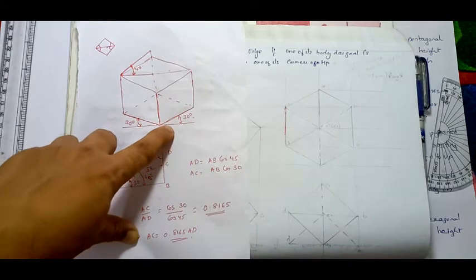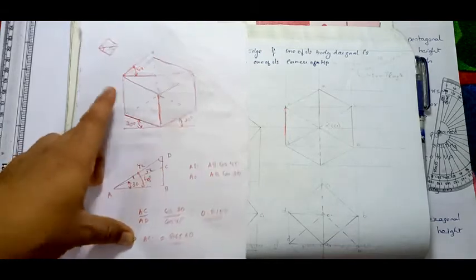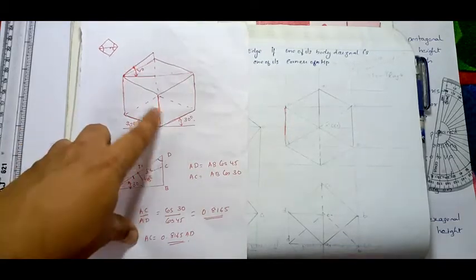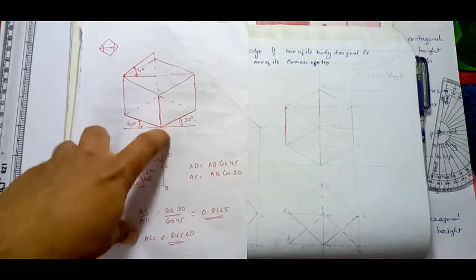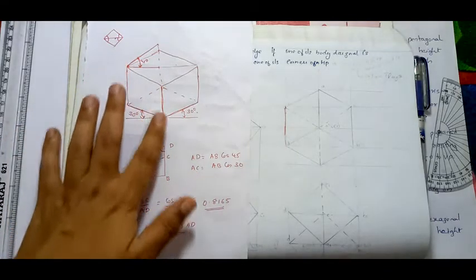Now any line parallel to these three lines, that is 1, 2, 3, these 12 edges are all parallel to one of these three lines, is called an isometric line. So while drawing, you should take only isometric lines. On construction purpose, you will be taking only isometric lines.